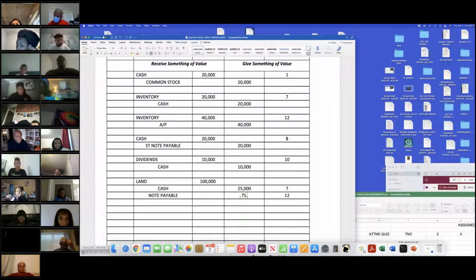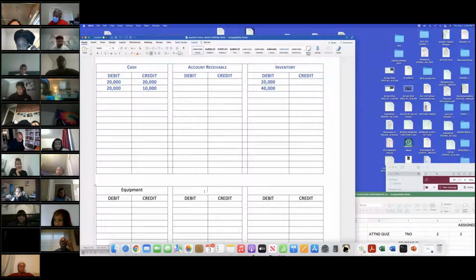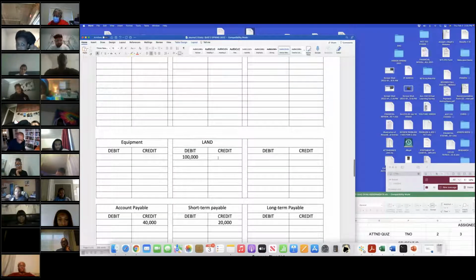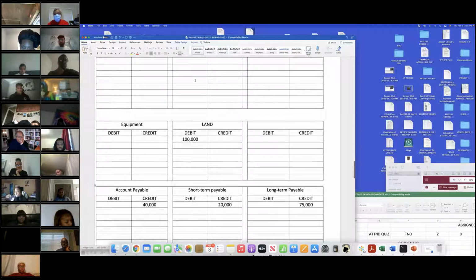Whenever there's more than 2 accounts, the debits and credits still have to equal. So now we go into land. We don't have one. We just stick it in here. I'll put this credit in here for cash. And that's going to be a long-term note for 75,000. So we're trying to see how much is in each account. How much cash do we have now? That's what we're trying to determine.